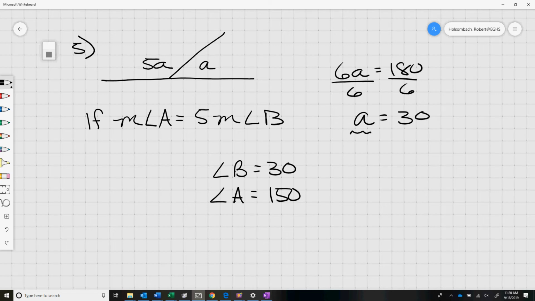Alright, number 6 is the protractor problem that we just went over. And number 7.